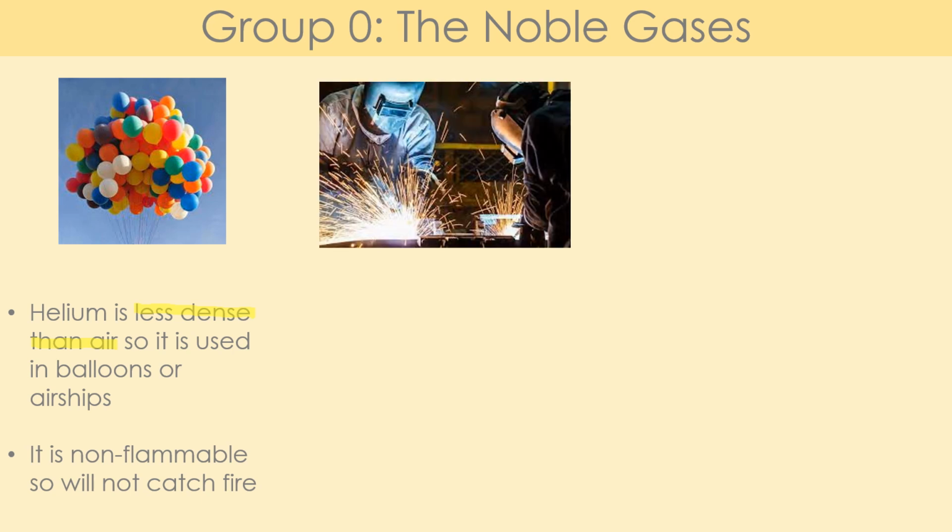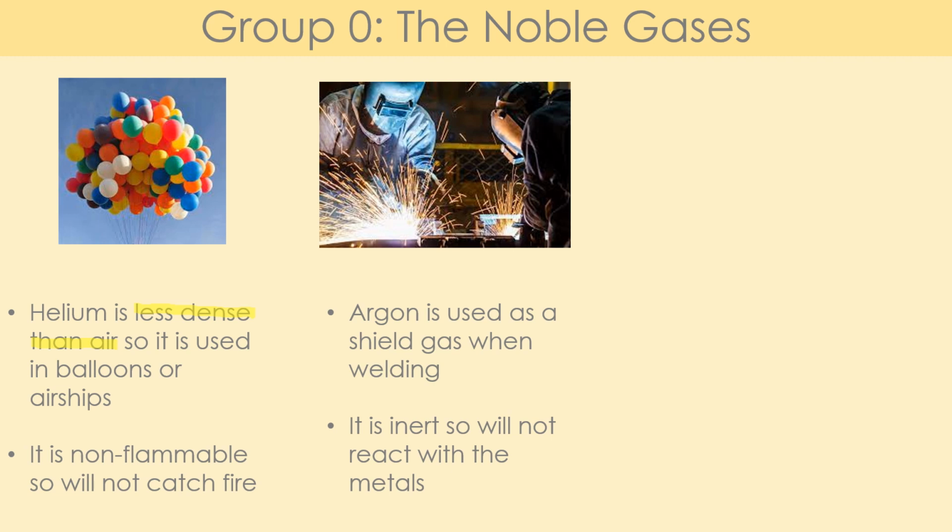Got a picture there of someone doing some metal welding. So they're using a very, very high temperature to join two bits of metal together. When they do that, they use argon as what's called a shield gas. And that goes around, they do it in an argon environment, and it will protect it. It's inert, so it's unreactive, so it will not react with the metals. So they use a noble gas called argon because it will not react with the metals.